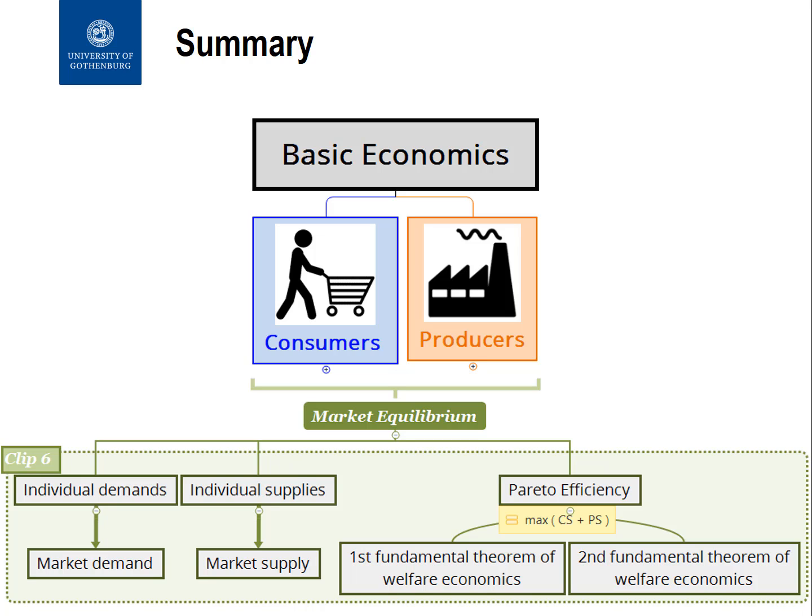As a summary, we saw in this podcast how to aggregate individual demands and supplies into market demand and supply respectively. We also defined what the market equilibrium is, and we have seen that Pareto efficiency applies if the sum of the producer surplus and the consumer surplus is maximized. We also explained the two fundamental theorems of welfare economics.